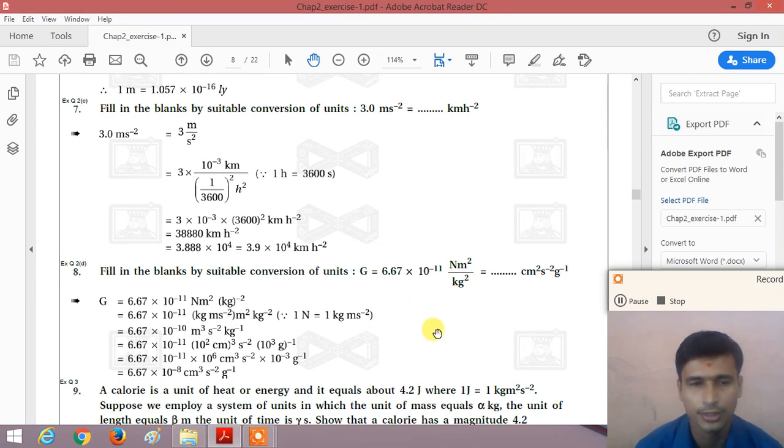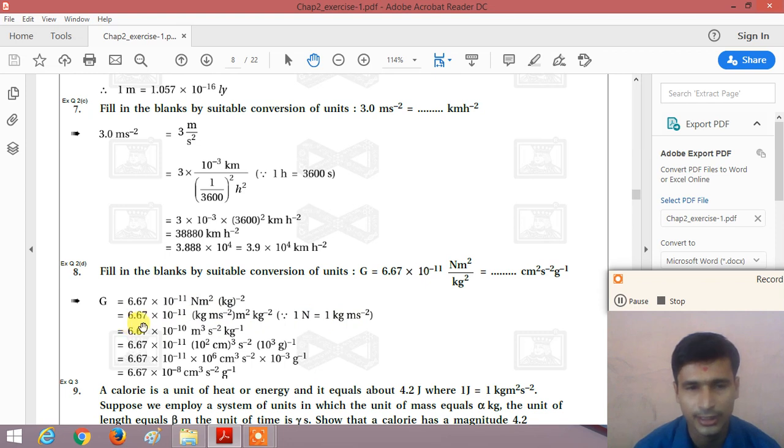So here, dear student, capital G is given to you as 6.67 into 10 raised to minus 11 Newton meter square per kg square. We write this as kg raised to minus 2. First we convert Newton into kilogram meter per second square. 1 Newton is equal to 1 kilogram meter per second square. The unit of force is Newton. Force is equal to mass into acceleration. So we place kilogram meter per second raised to minus 2 instead of Newton.